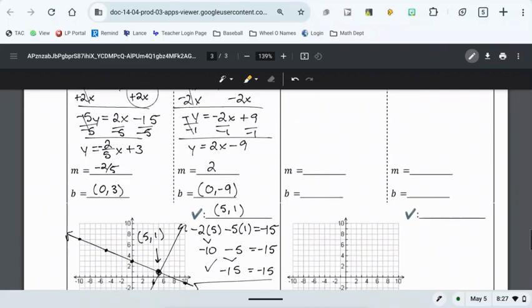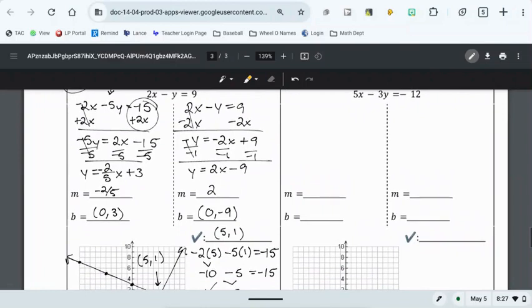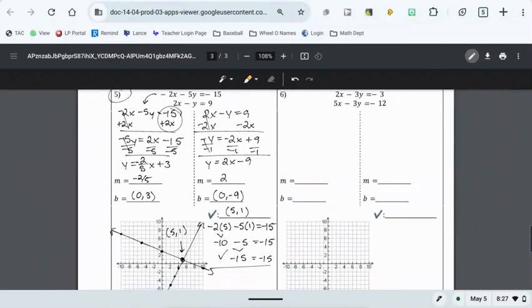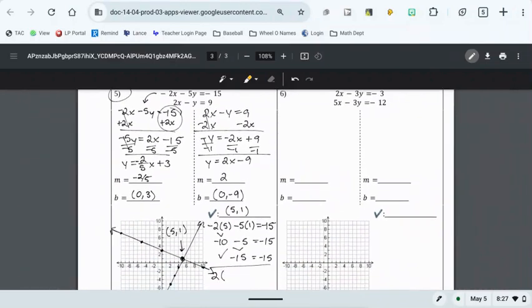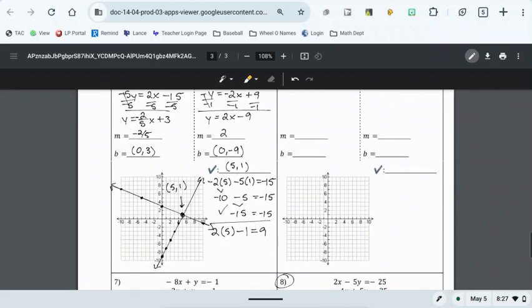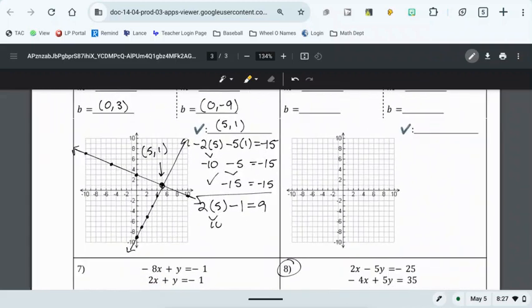Let's go ahead and try the second one now. We have 2x minus y. So it's going to be 2 times our x value, which is 5, minus y, which is 1, equals 9. That's going to be 10 minus 1, which is 9. And that checks out as well. So we know we did it correctly. We got (5, 1).